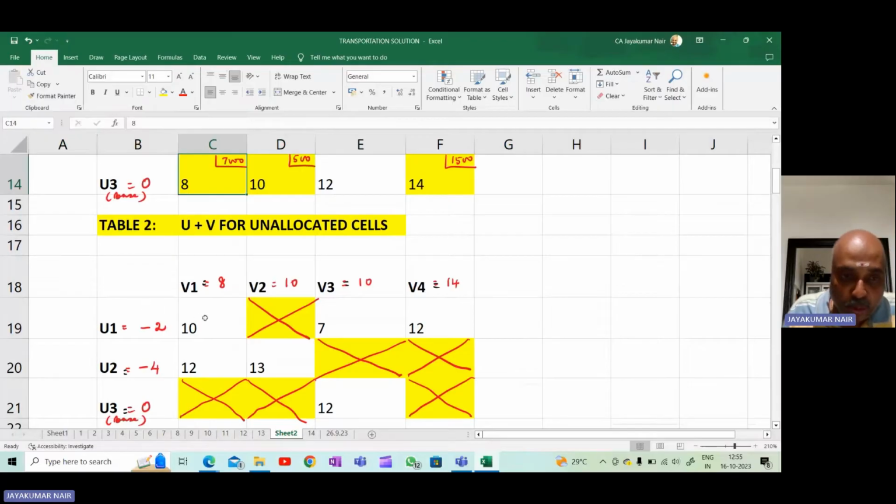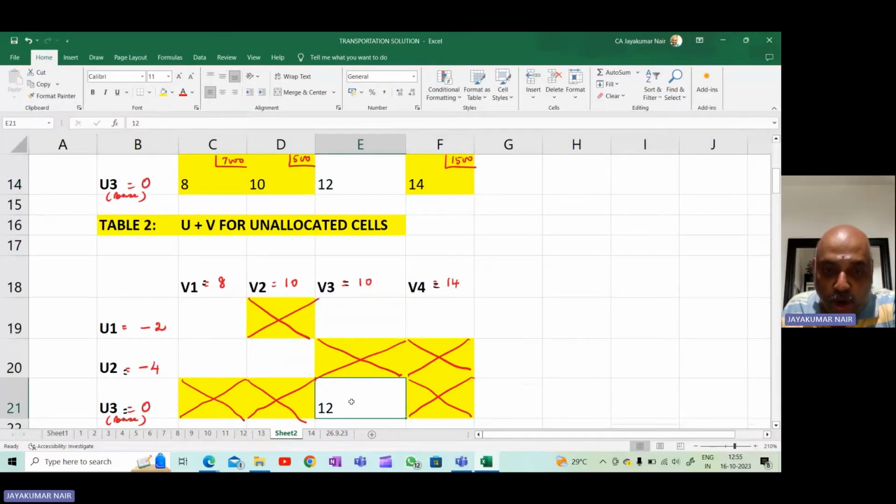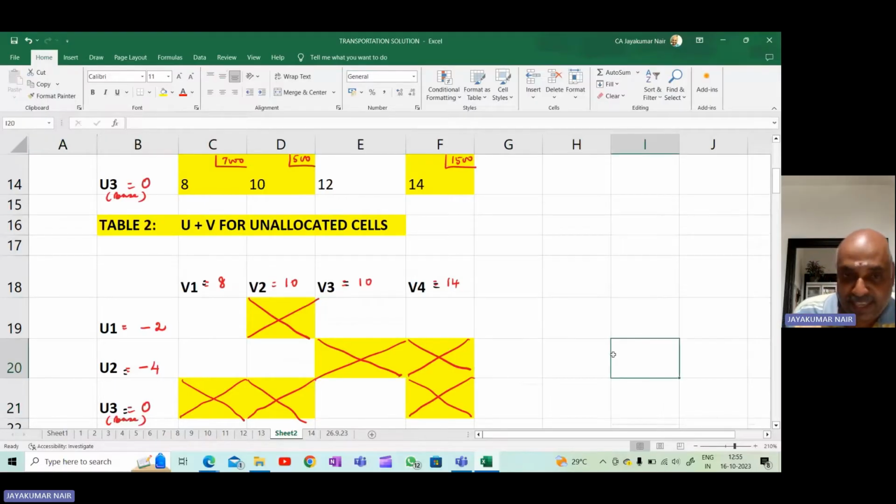Now what I am going to do is, for the unallocated cells. Unallocated cells means cells where you have not allocated any units. They are unallocated cells. So in other words, the blank cells here. Okay. So for these cells, you have to find out the U plus V value.